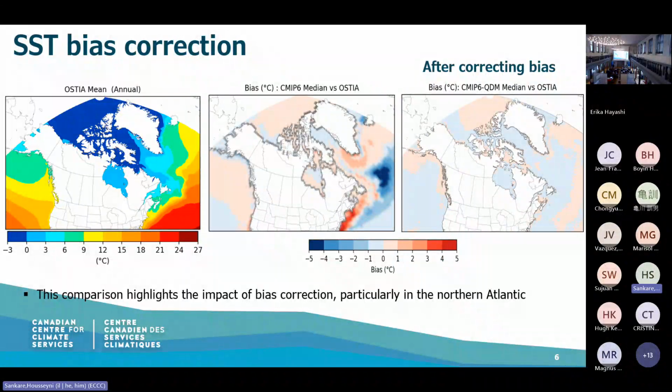The right panel shows the mean bias of SST model median from the bias-corrected CMIP6 relative to OSIA data, illustrating the reduction of discrepancies following the application of the bias correction techniques. This comparison highlights the effectiveness of bias correction with notable improvements in SST representation, especially in the northern Atlantic Ocean, where the raw model biases were more pronounced.